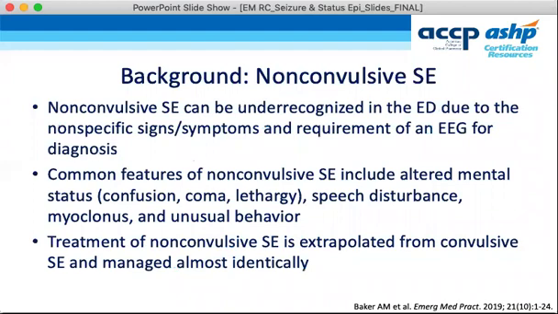Non-convulsive status has definitely gotten more attention in recent years, and the reason for that is it can be under-recognized in the ED due to the non-specific signs and symptoms and the requirement for an EEG, which may not be feasible in the ED for institutions. Common features of non-convulsive status include altered mental status, speech disturbance, myoclonus, and unusual behavior. Fortunately, the treatment for non-convulsive is extrapolated from convulsive and almost identical in nature.